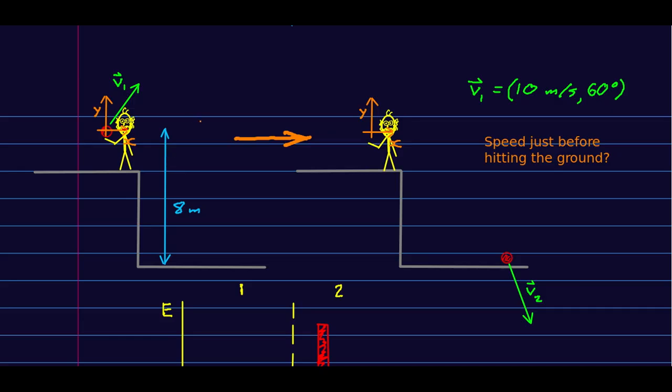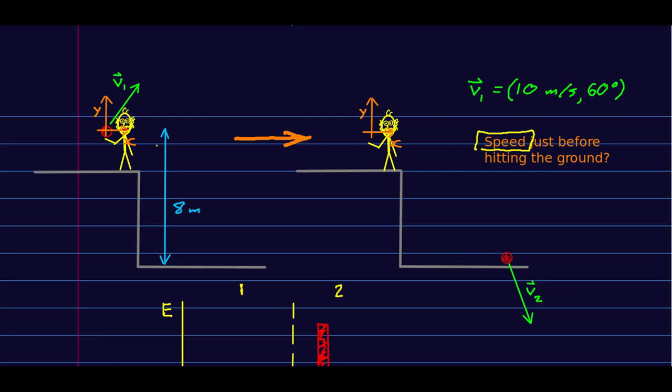Let's see how energy being a scalar can save you a lot of work. Quite some time ago, we were doing projectile motion. So here's a typical sort of projectile situation to think about. I throw this ball. I'm at the top of a cliff or something. The ball is initially 8 meters above the ground. I throw it at 10 meters per second, angled 60 degrees above the horizontal. And let's say we want to know its speed, not velocity, its speed just before hitting the ground.